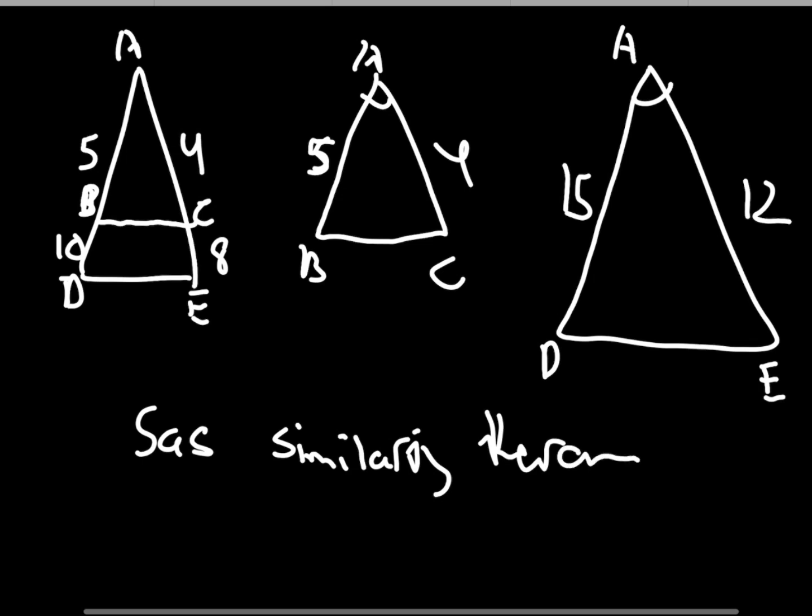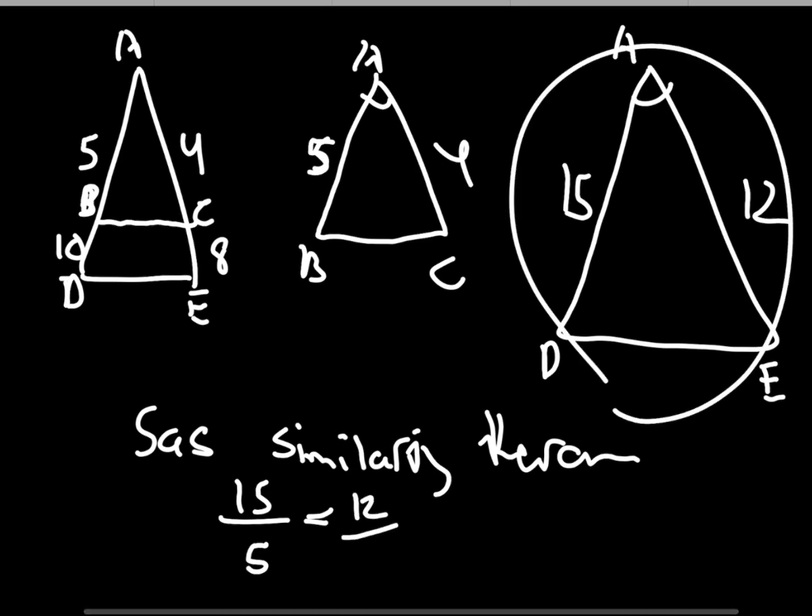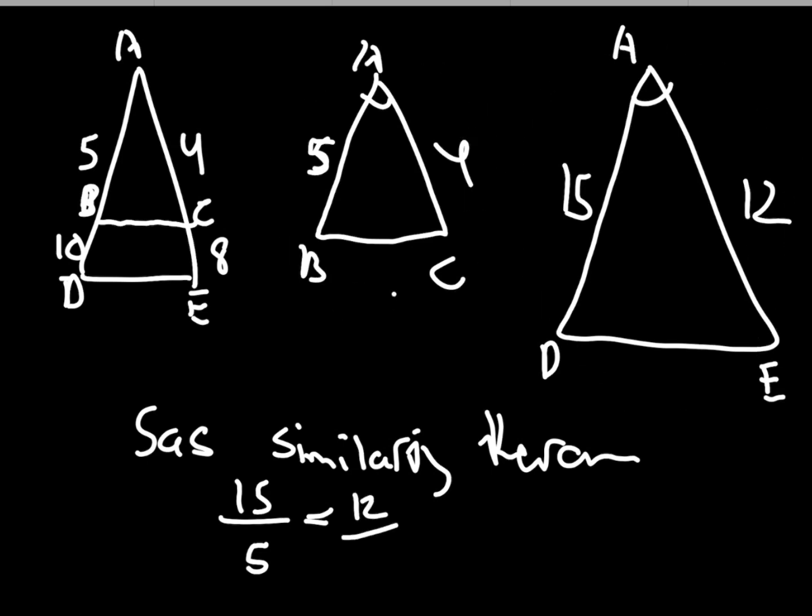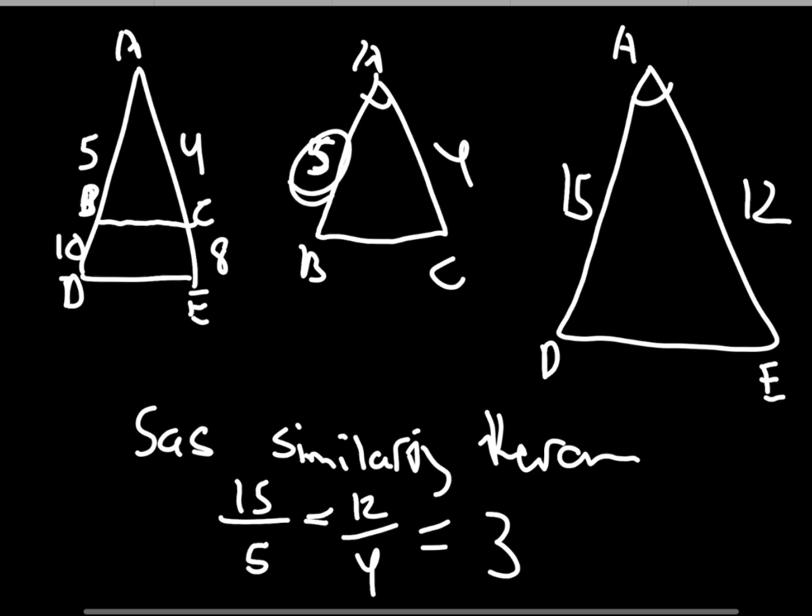Use the SAS similarity theorem because guess what? These sides are in proportion. 15 divided by 5, so big side divided by big side is equal to small side of the big triangle divided by small side of the big triangle. See, these both equal 3, which means that these two triangles are similar, okay? So if two sides are in proportion with two other sides and the included angle is congruent, well, you have yourselves two similar triangles.